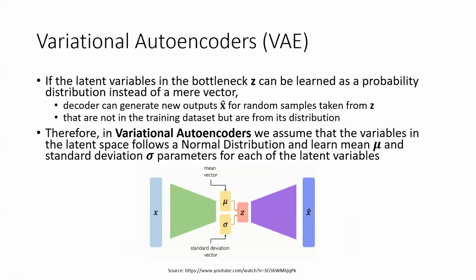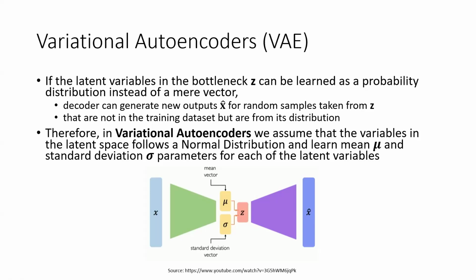So up to now, what we have discussed was autoencoders. But when it comes to autoencoders, the problem is that the Z vector which was learned corresponds very closely to the data set that we have used, right?